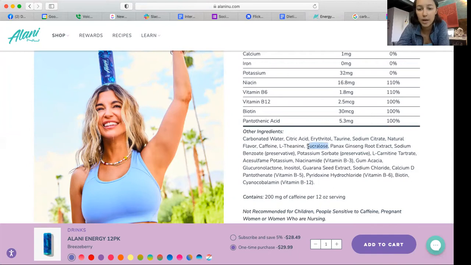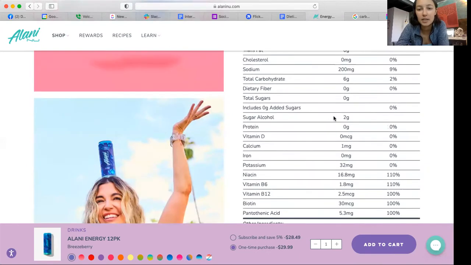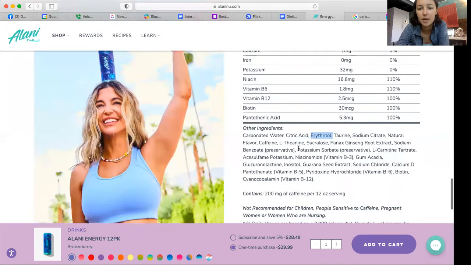So this is what I want to point out. Because it has sugar alcohols, and that's all you see here, right? You see 2 grams of sugar alcohols, but then they sneak sucralose in there. Sucralose is Splenda, so they're being pretty sneaky. They have a second sugar substitute in here. Then we have some more preservatives, some proteins, our B vitamins, and that's about it. So the label isn't crazy, but obviously they're using lots of artificial flavorings and sweeteners.